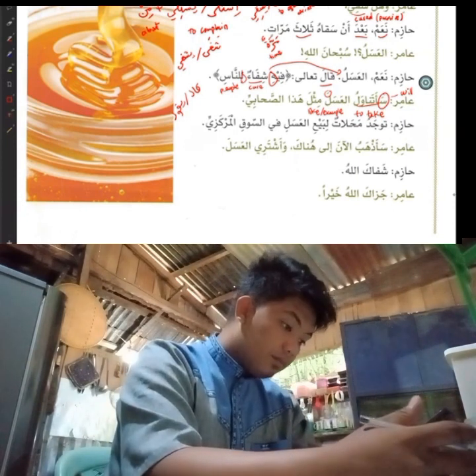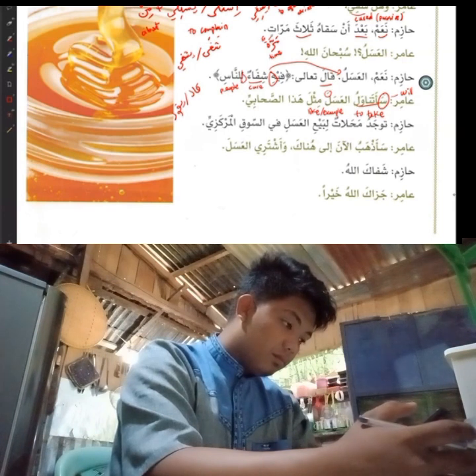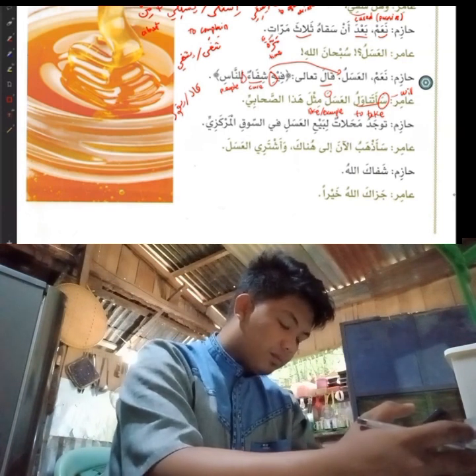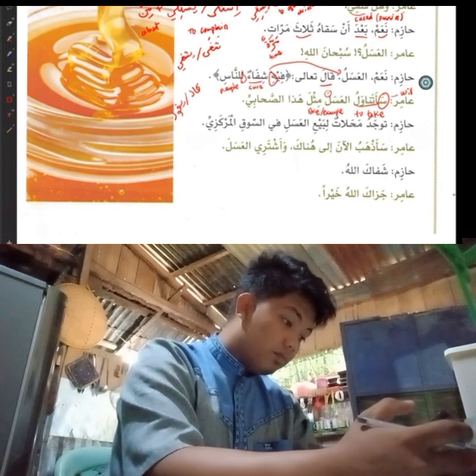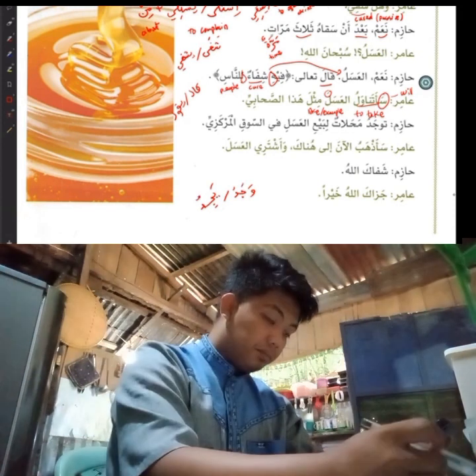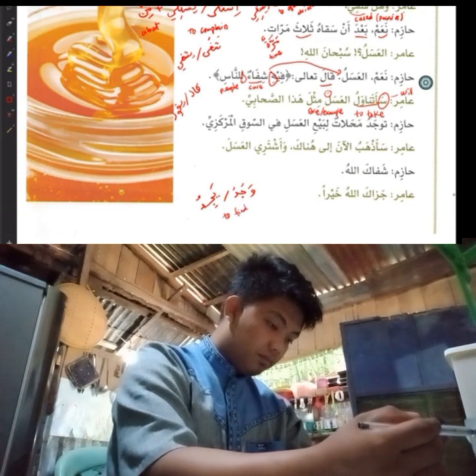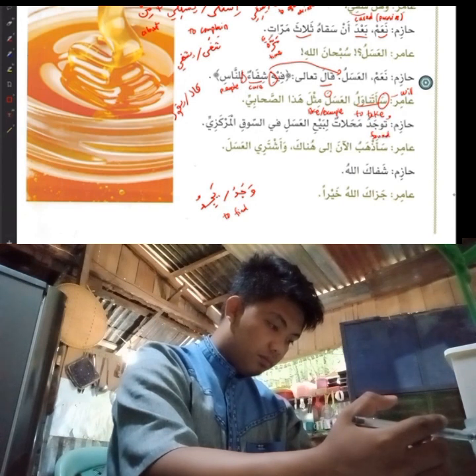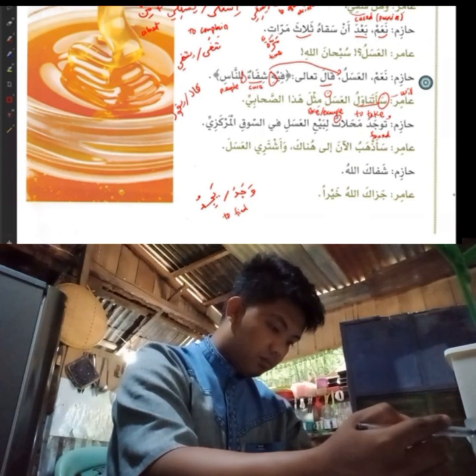Then Hazim says, توجد محلات لبيع العسل. What is توجد? توجد is found. So it's from the verb وجد, وجد يجد. What is وجد يجد? To find. So what is yujadu? Yujadu is the same thing as a passive. So it's found. Okay. So what is found? Muhallat is stores or shops. Stores, shops found where? Okay, so it's stores found.